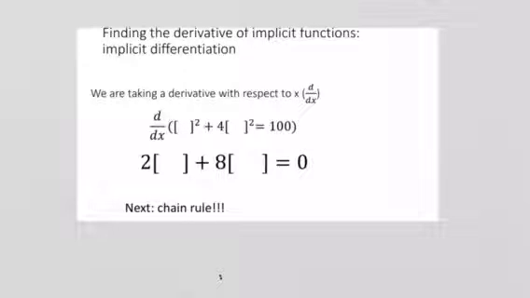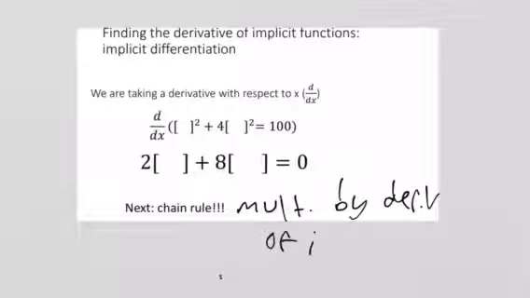So next we have to apply our chain rule, which says we now have to multiply by the derivative of the inside function. So we have to multiply by the derivative of whatever is inside in each of these cases. 2 times blah multiplied by the derivative of blah. 8 times blah multiplied by the derivative of blah, the inside function.